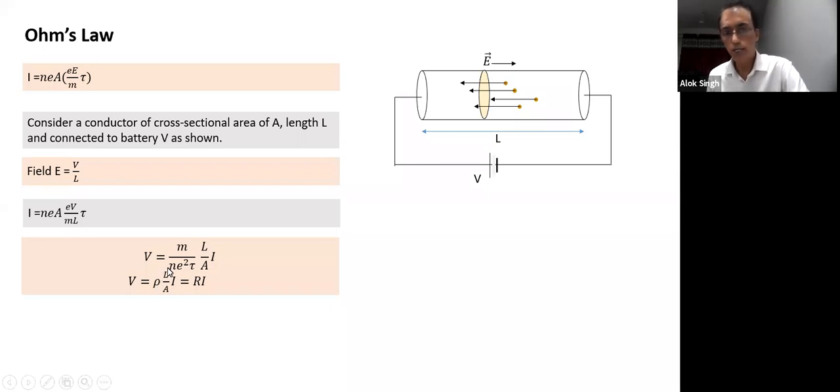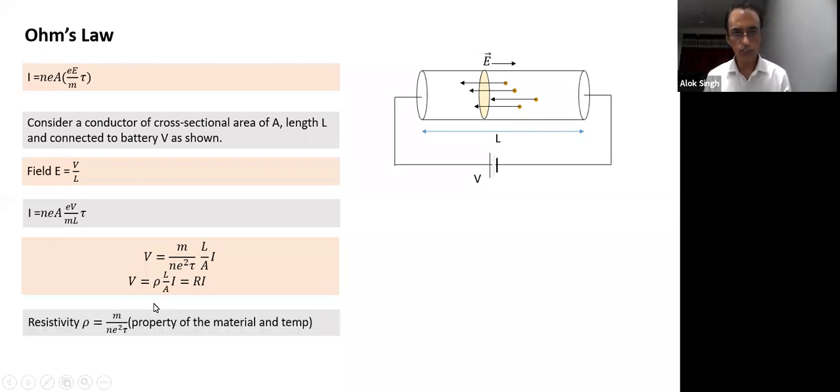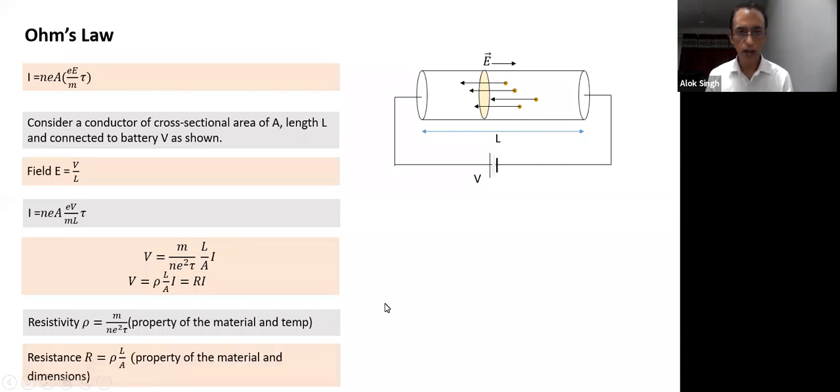Rho is the property of the material and the temperature. Rho depends on these terms, some of which depend on temperature and the property of the material. So we can conclude that resistivity is a property of material and temperature. It depends on two things. And what does R depend on? R is a combined property of material and its geometry. It depends on the size of the conductor. R is rho L by A, so R is a function of material, temperature, as well as dimensions.